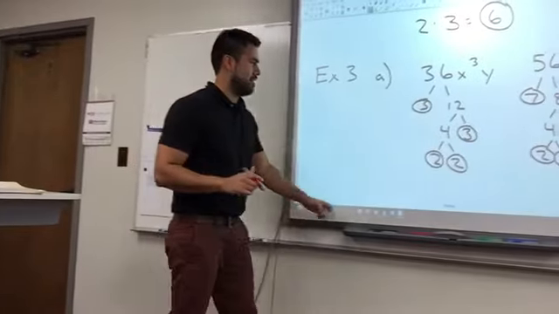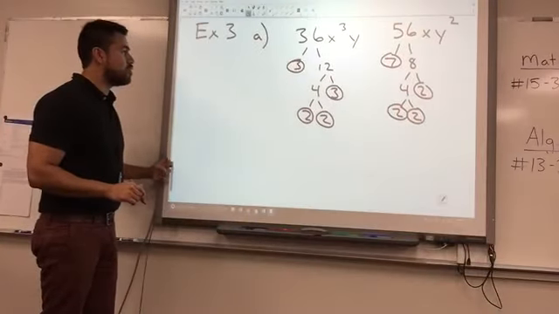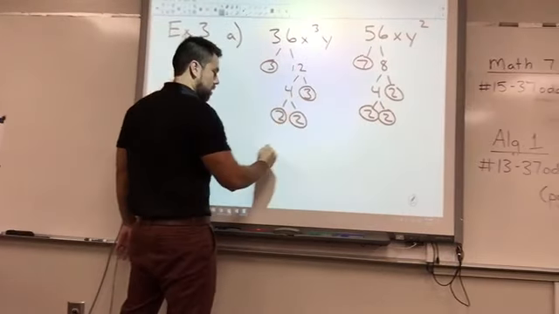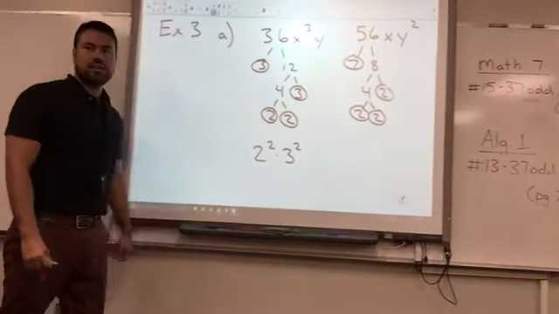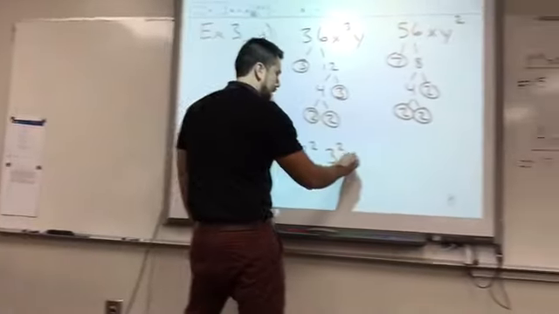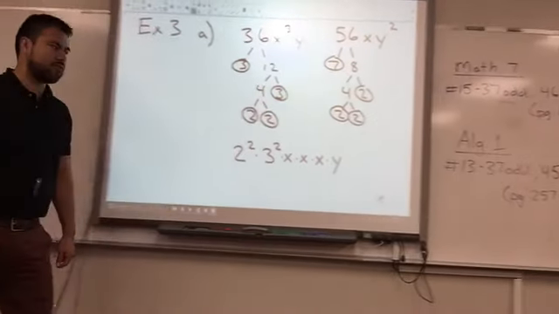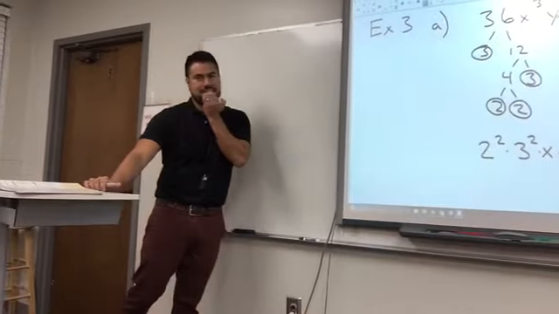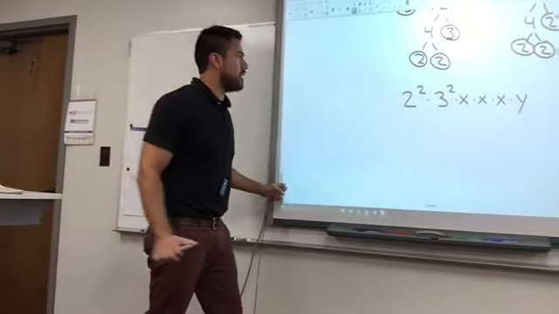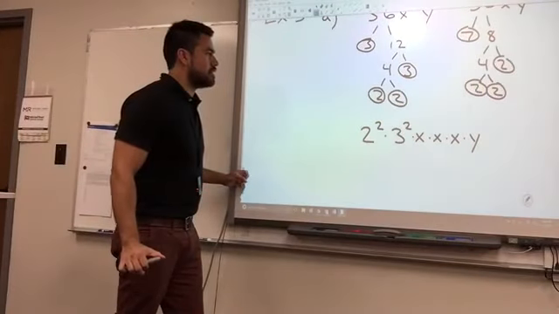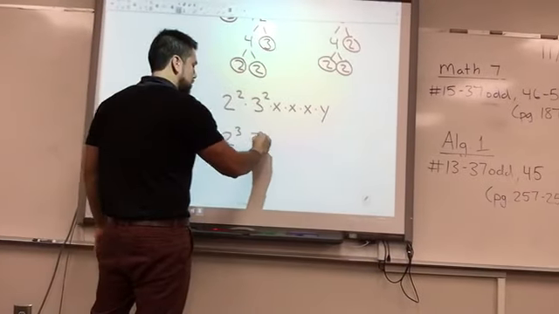Okay, so I have the numerical part. It's going to be here, 2 to the second times 3 to the second. Is that correct? Yes. Okay, and then I have x times x times x times y. So that's the first prime factorization. Hope you guys remember that somewhat. The second one is 2 to the third times 7.